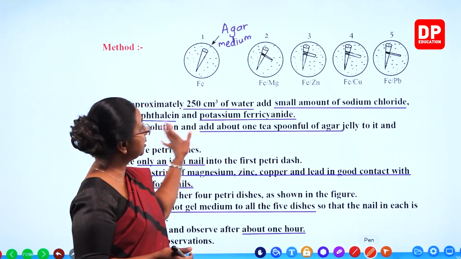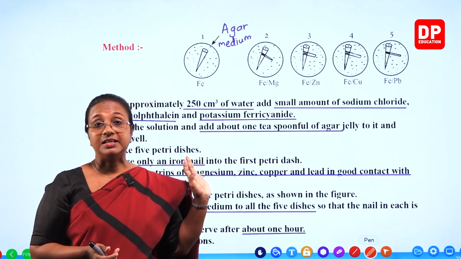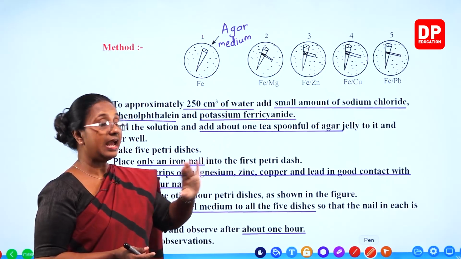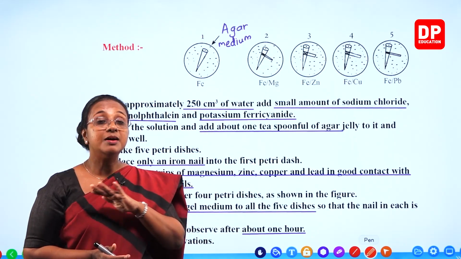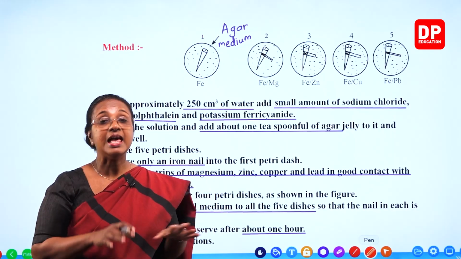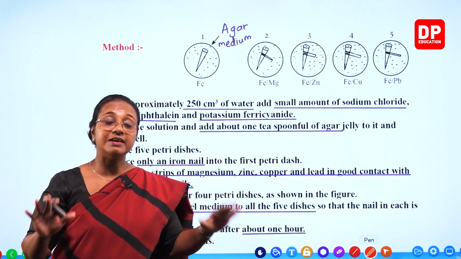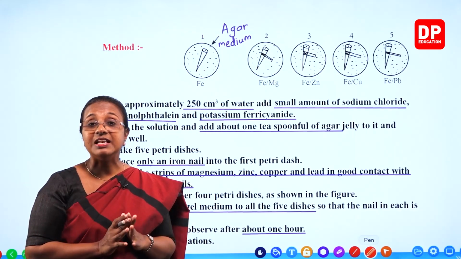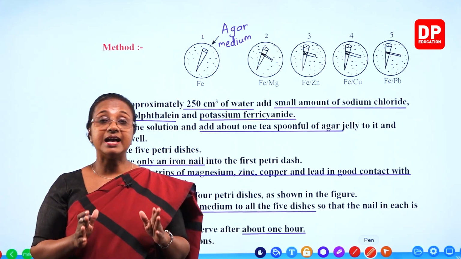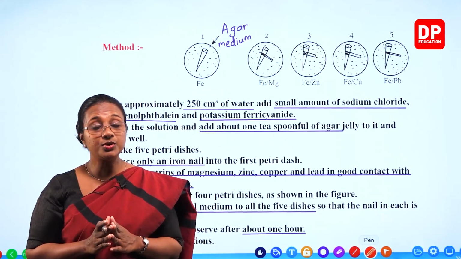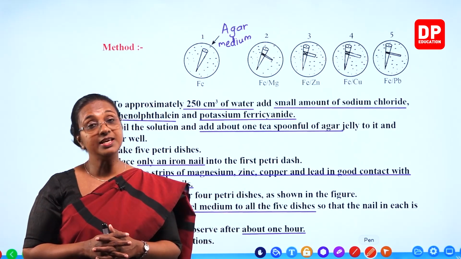So you make sure you have all the metals in contact with iron, and the agar gel medium with all the other components completely covers the iron nail and the metals in all 5 petri dishes. Then we let it cool and we observe. So that is the activity, students. Now let's go to the lab and do this activity.